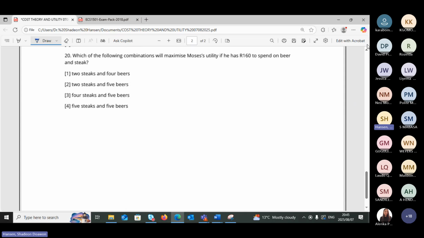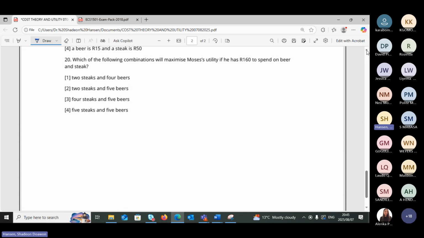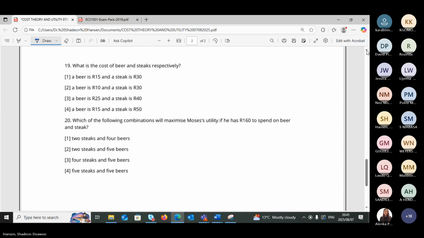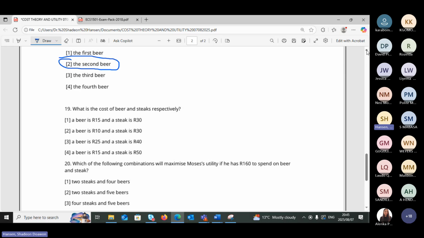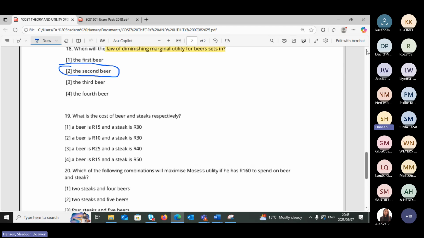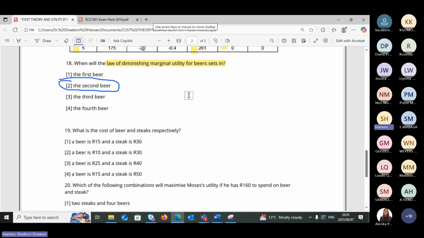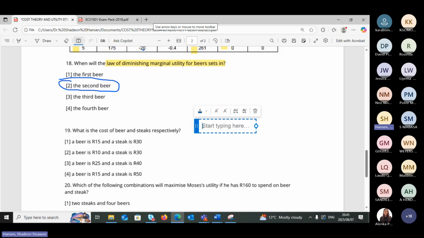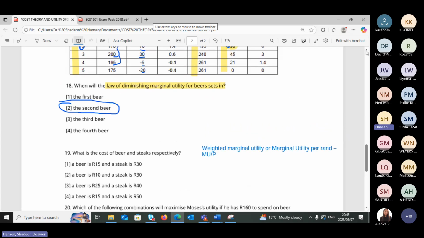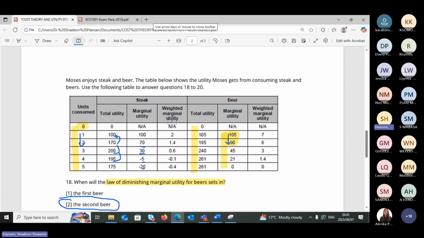So what is the cost of beer and steak respectively? So now we are going to find the answer over there, students. All right. So what we are going to do is copy the formula for weighted marginal utility, because look, we were given the weighted marginal utilities over here. There's the weighted marginal utility, and there's the weighted marginal utility.